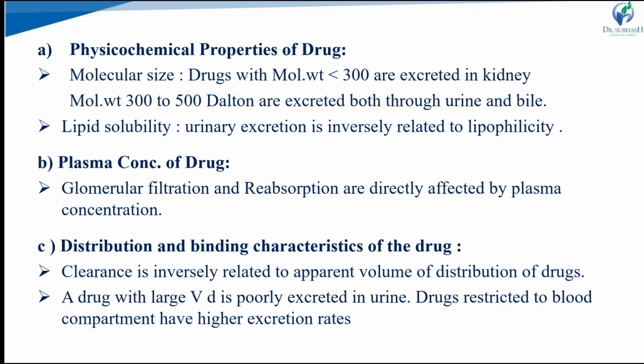Distribution and binding characteristics of the drugs. Drugs bound to plasma proteins behave like a larger molecule or macromolecule and do not go for filtration through the glomerulus. Only the free, unbound fraction of the drug is filtered. So protein-bound drug restricts excretion and increases the half-life of the drug. Clearance is also inversely related to the apparent volume of distribution. The larger the volume of distribution, the more poorly the drug is excreted in urine, and it goes for reabsorption because distribution is higher, while drugs with low molecular weight have a higher excretion rate.